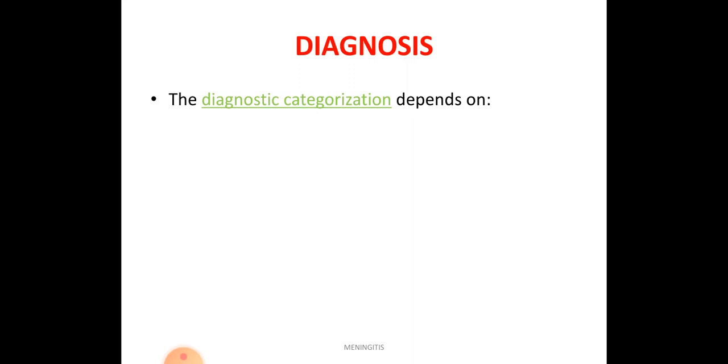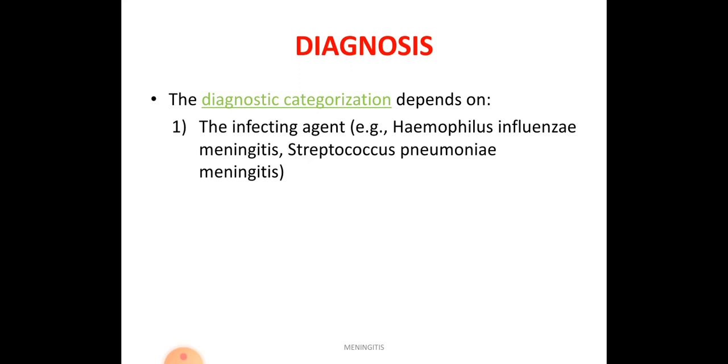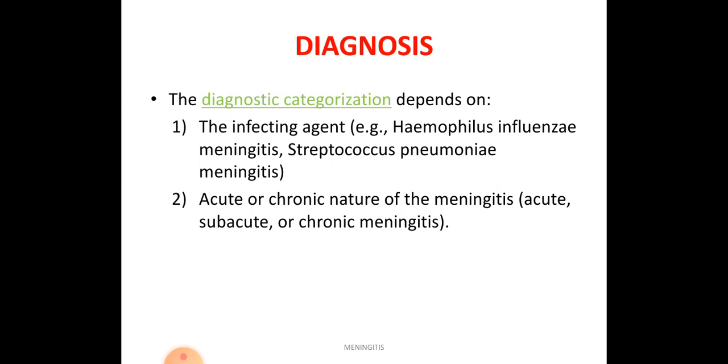Now, diagnostic criteria. Okay, so it depends on what? It depends on two things or two categories. First is the infecting agent. For example, if the infection is because of Haemophilus influenzae, the condition will be known as Haemophilus influenzae meningitis. If it is because of Streptococcus pneumoniae, it will be known as Streptococcus pneumoniae meningitis. Now, whether the condition is acute, subacute or chronic. Likewise, acute meningitis, subacute meningitis, chronic meningitis. Okay, so this is how it is categorized, or these are the criteria that are used for diagnosis.